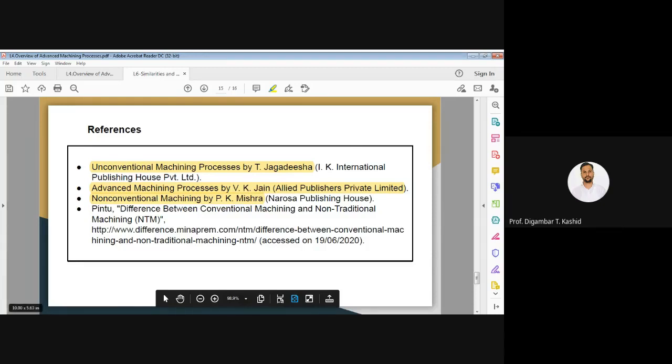So in all respects, we have covered our first chapter of non-conventional machining. Actually, the university has given only 2 lectures for that, but we have conducted I think five to six lectures.